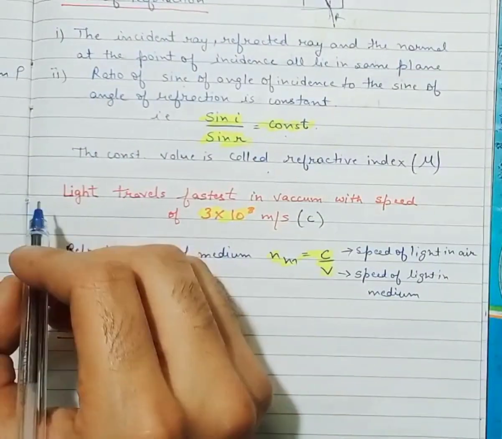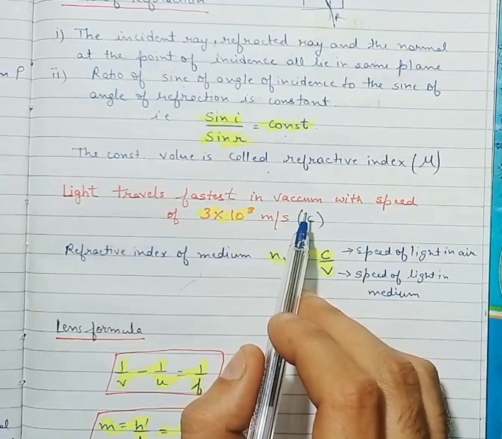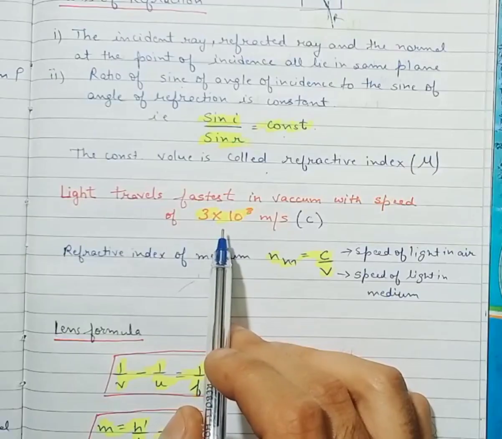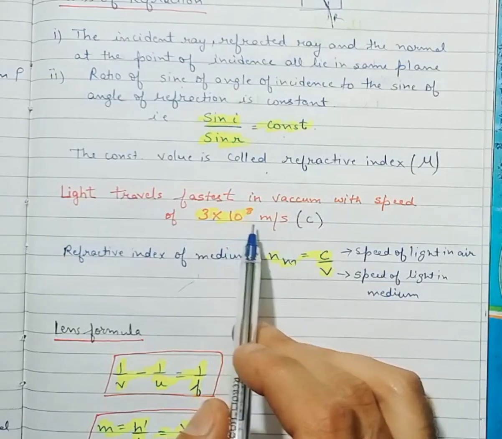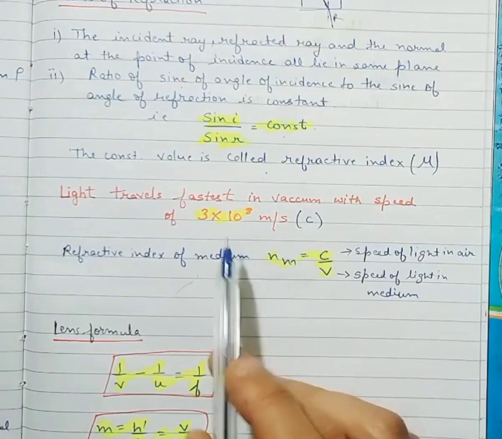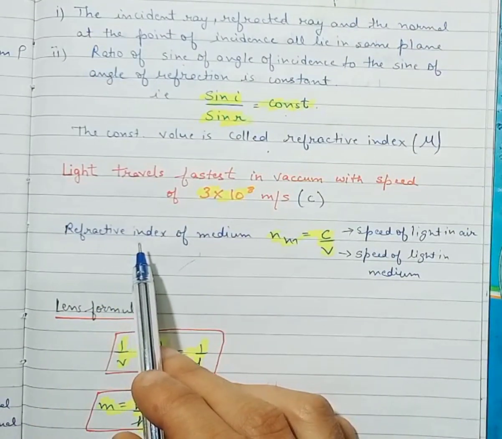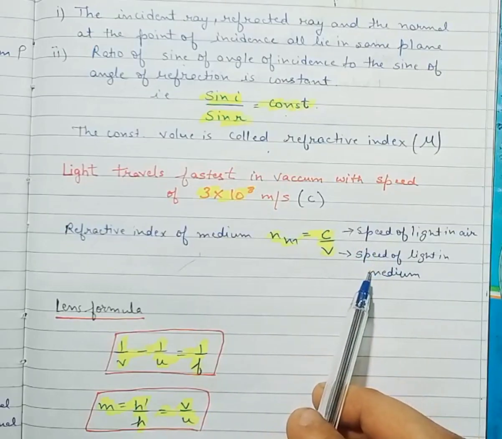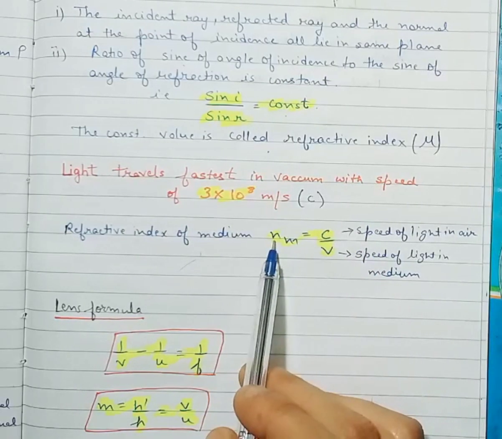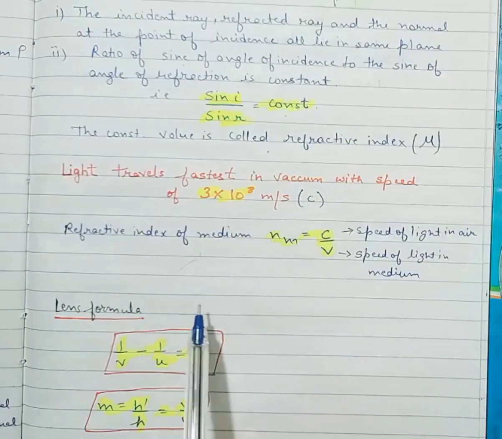And this is the important point. Light travels fastest in vacuum with a speed of 3 into 10 to the power 8 meter per second, and this is denoted by c, the speed of light. There is a relationship between speed of light in air and speed of light in a medium, and this is the refractive index of the medium: n m equals c upon v.